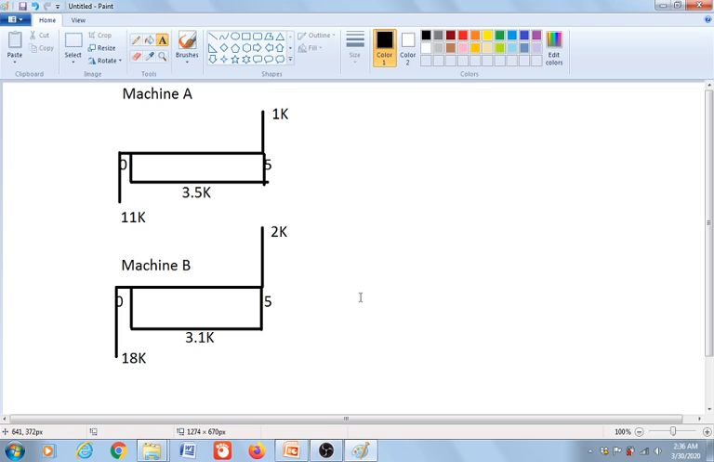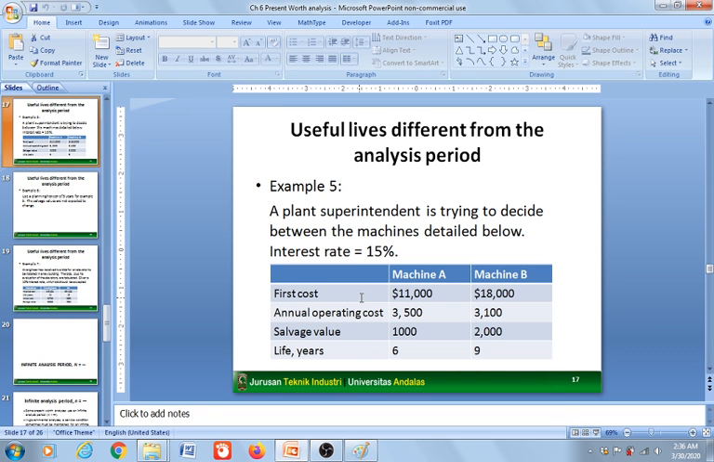I will give it to you to calculate the present worth for machine A and the present worth for machine B when we have a 5 years planning horizon. And you need to decide based on your calculation which machine is better. So that is the present worth analysis when we have useful life different from the analysis period.